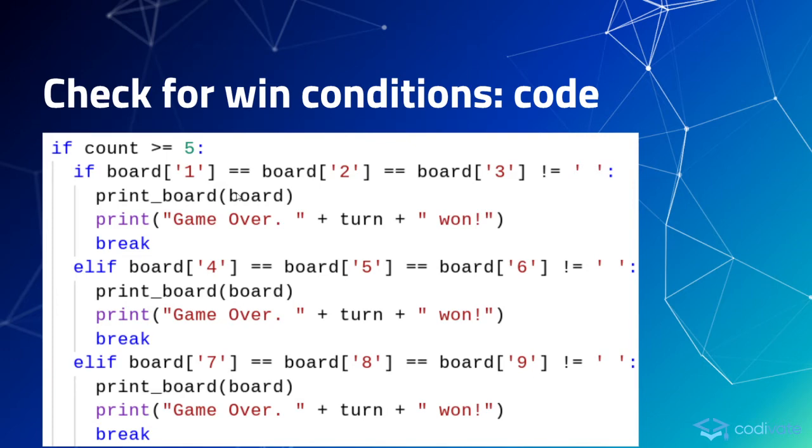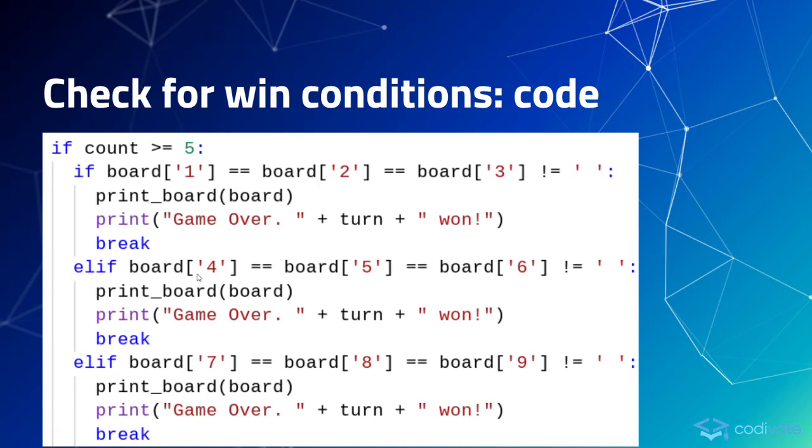In that case, we still want to print the board because we want to display how the game is looking after each move. And after that, we print game over, and using string concatenation, turn. Turn, as you may recall, is just storing the current player's name, whose turn it is. And once we are done with that, we break out of the while loop, because if somebody wins, we are done with the game, and we don't need to keep executing the gameplay loop over and over again.